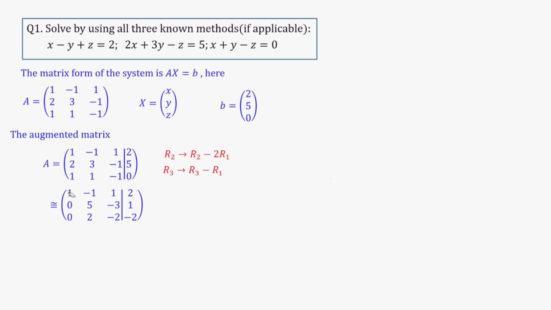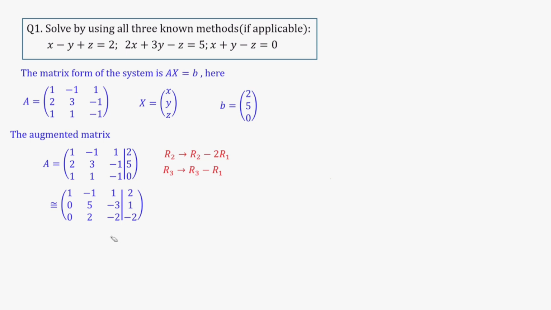So the entries below the diagonal entries will become 0, and you should have an upper triangular matrix of the coefficient part, not the whole augmented matrix. Only the coefficient matrix part you need to convert to the upper triangular matrix.